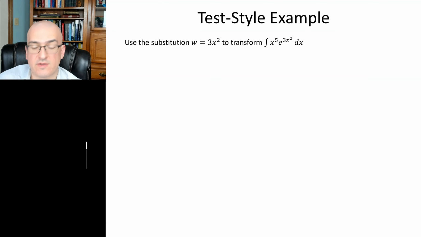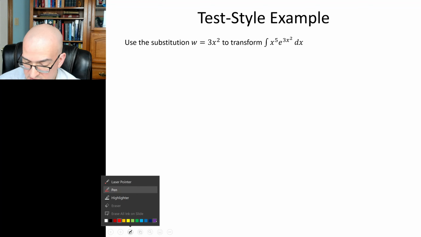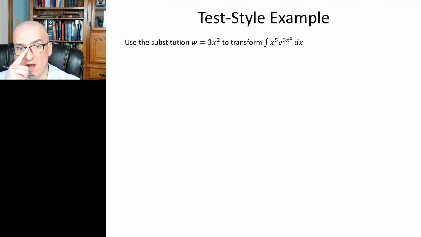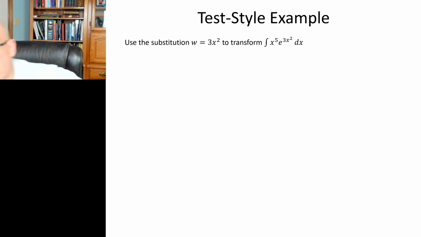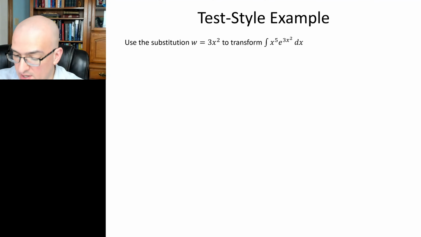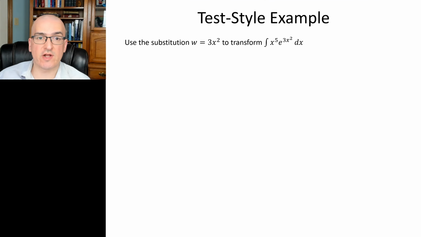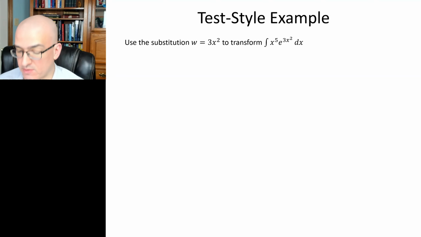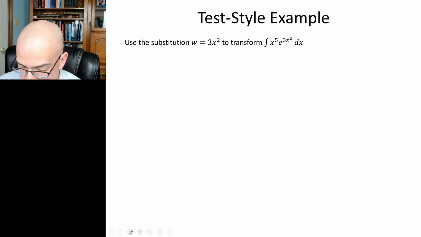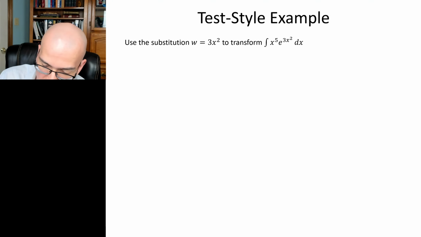All right, welcome back. I'm going to show you a new type of problem. Test style question where you don't do the whole antiderivative, you do part of the process and you stop when that part of the process is done. So in this problem, we're asked to use a substitution to transform an integral into a different integral. We're told what the substitution is. So that part of the thinking process is done.